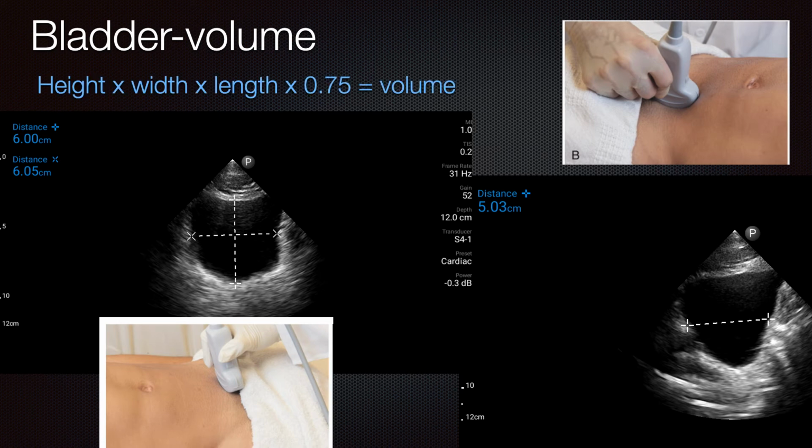So it's just a very simple formula from high school geometry of height times width times length. And then we correct for that because it's not a true cube by multiplying it by 0.75. Some people use 0.5 just to get an estimated volume. So here we have 6 times 6 times 5 times 0.75, and we get 135 milliliters in this bladder. So no significant, or I would say serious, bladder outlet obstruction here.